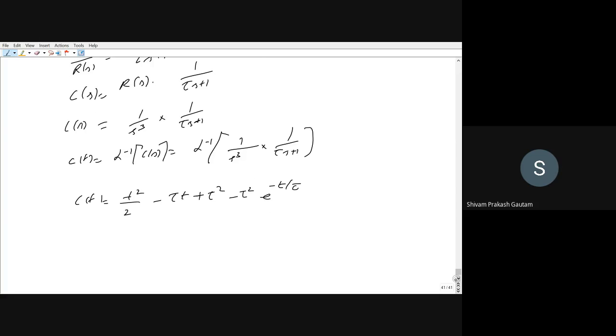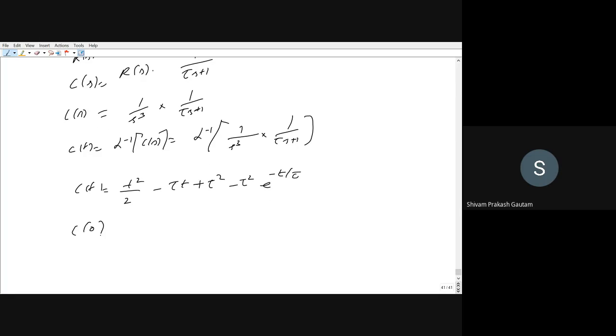Now here again, at t equal to 0, what will be the error? At t is equal to 0, calculate, check it. So this will be equal to 0 minus tau into 0 will be 0, plus tau square minus tau square e to the power minus 0 by tau. So this will be equal to how much? Tau square minus tau square. This will be equal to 0. Are you getting this? At t is equal to 0, the output is 0.